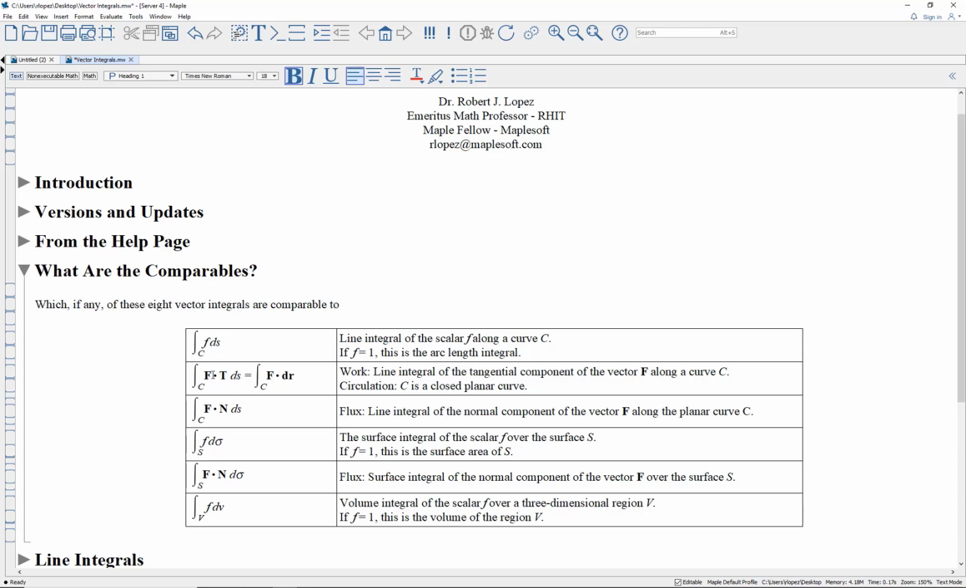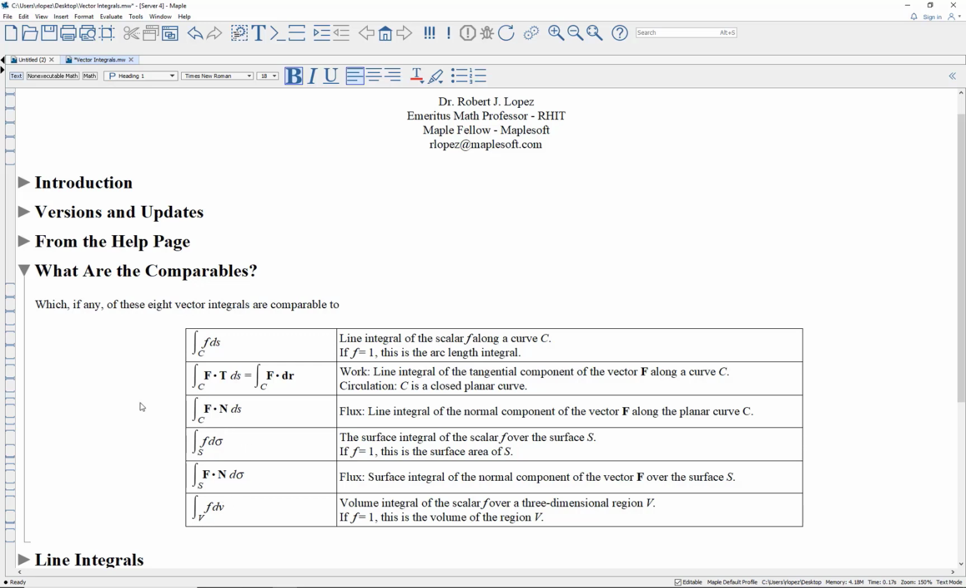Tangential component of a vector field. Now, this is work, or circulation if the path is closed. F dot n ds, that's the normal component along a curve. That's flux through a plane curve. Scalar d sigma on a surface, so this is a surface integral of a scalar. This is flux through a surface, F dot n, the normal component of F integrated on a surface, and a volume integral. So these are the 6 things that are in my head, saying this is what I know.